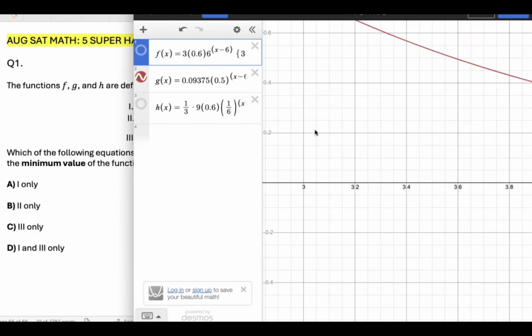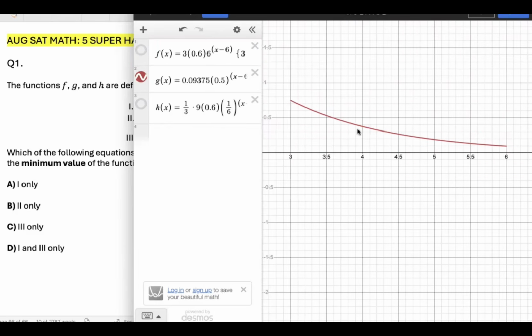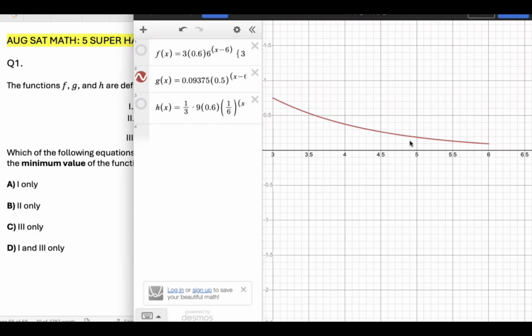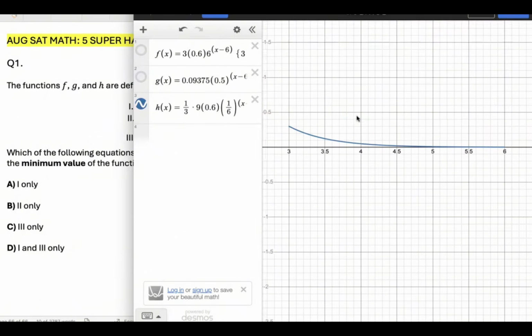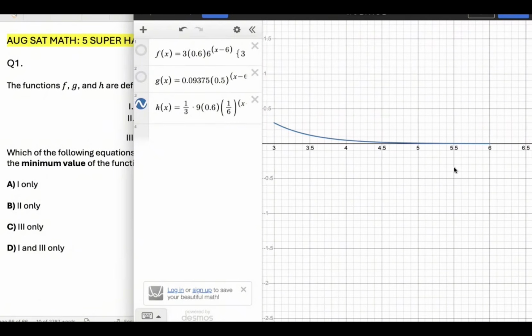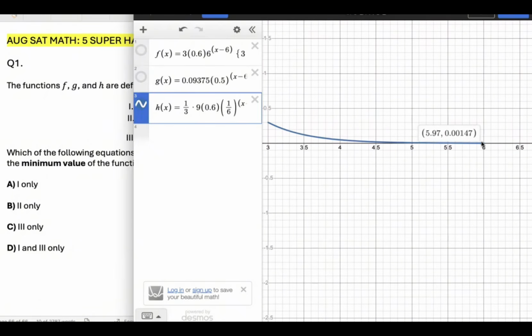If I bring the g of x, you can see g of x, we proved that it's a decay. The minimum value occurs at the bigger number 6, which is 0.09375. We see it right there. Therefore, the minimum value is displayed. Let's go to the h. H is also a decay, but the minimum value which occurs at 6 is what?